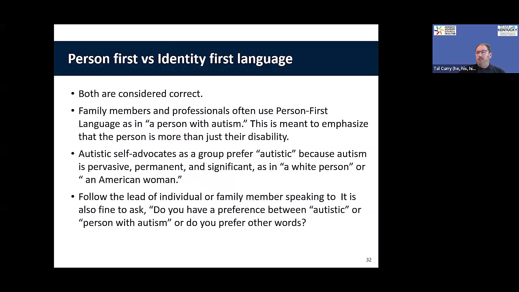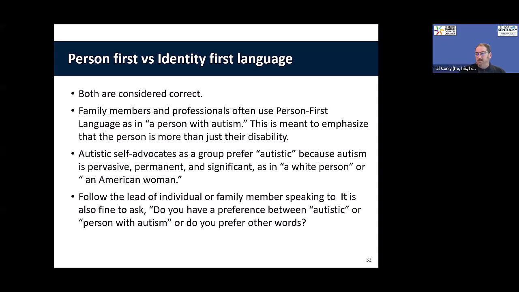But we do know that many autistics have embraced identity-first language, being called autistic, much like the deaf and hard of hearing population, because they see autism as a permanent, significant, pervasive piece of who they are. So there are some examples there; they would rather be called autistic than an autistic person even.